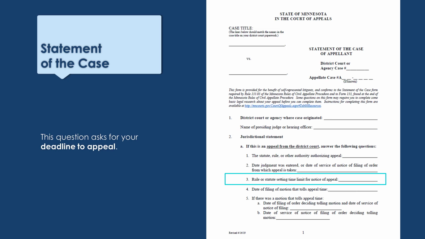2A3 asks you to list the statute or rule that sets your deadline to appeal. There are different court rules and statutes that set this deadline. You can find links to these court rules and statutes on our appeals guide.